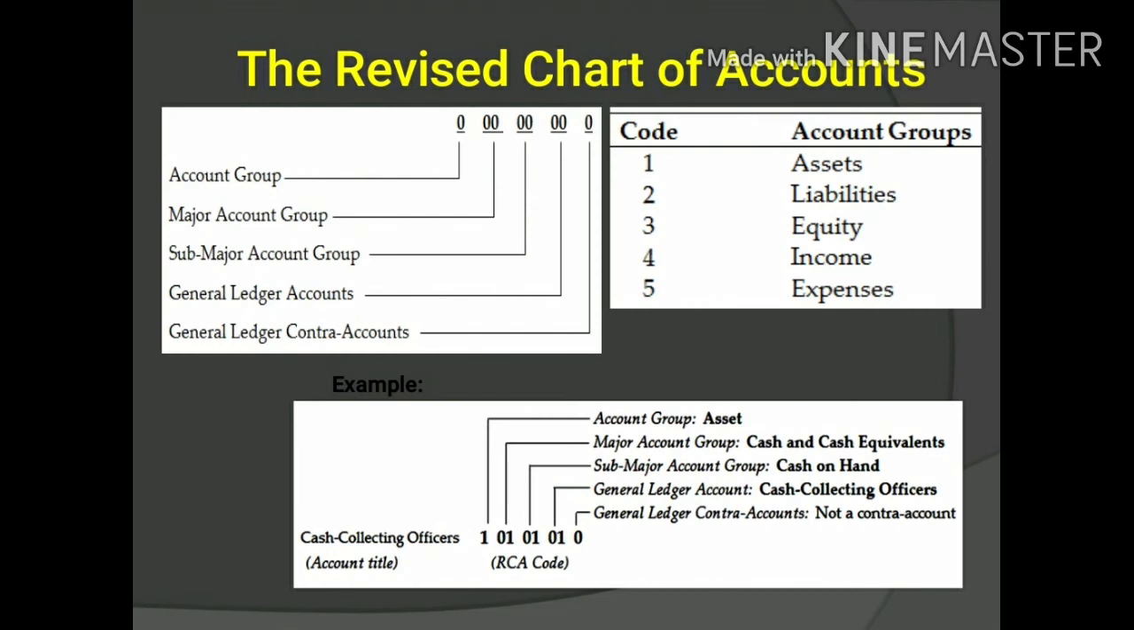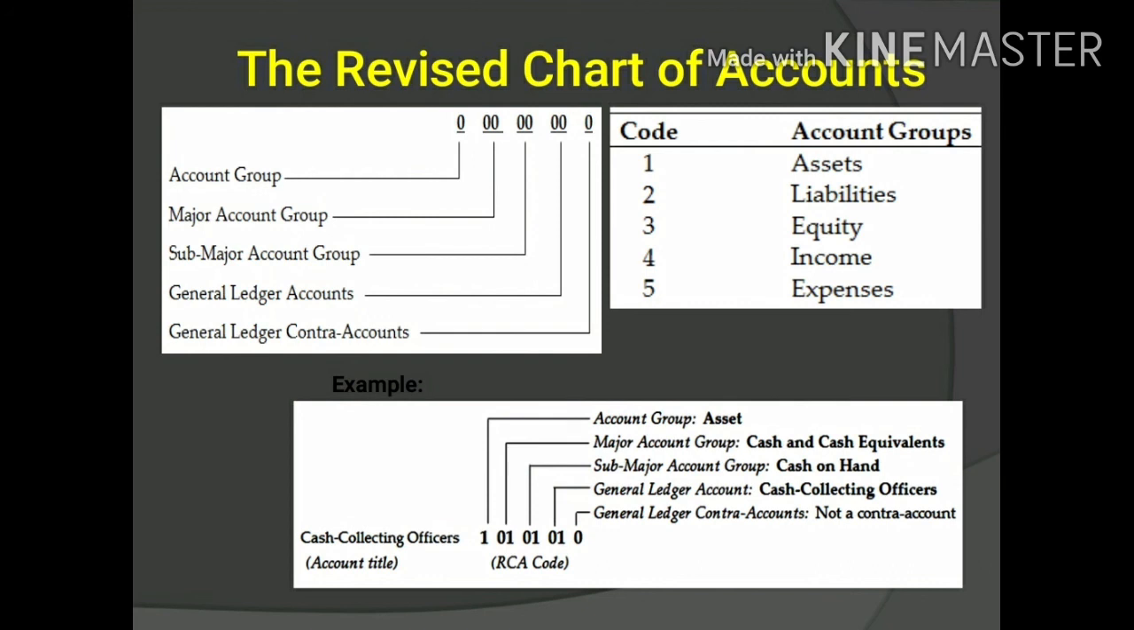The revised chart of accounts. A chart of accounts is a list of all the accounts used by an entity. Government entities shall use the account titles and account codes in the revised chart of accounts, RCA, issued by the COA. 1. The account group represents the account's classification as to assets, liabilities, equity, income and expenses. 2. The major account group represents classification within the account group. For example, for asset major accounts, cash and cash equivalents, investments, receivables, inventories, etc.